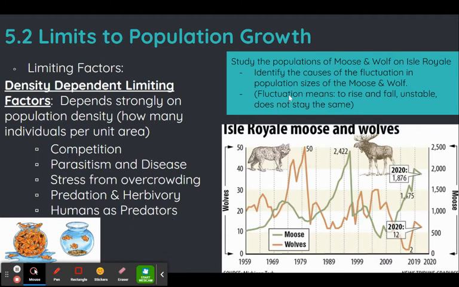One of the things we're going to think about is the population of the moose and wolf on the Isle Royale. We're going to notice that as the wolf population goes up, the moose population comes way down. And then as the wolf population comes down, the moose population goes way up. So this is kind of an interdependent relationship between the moose and the wolf.